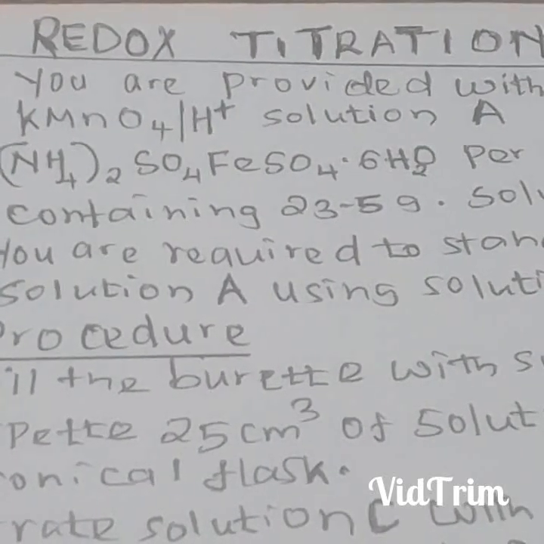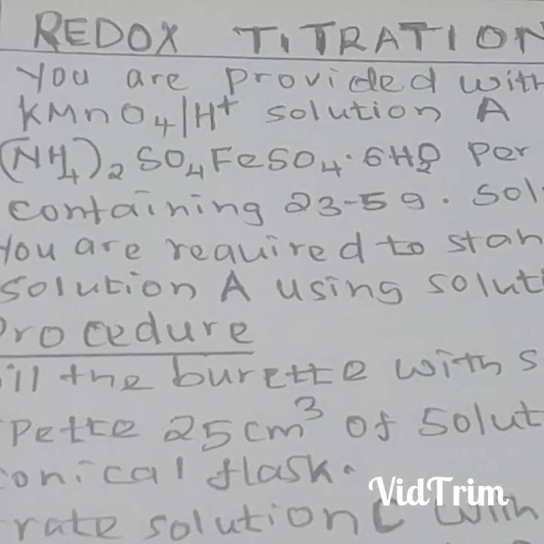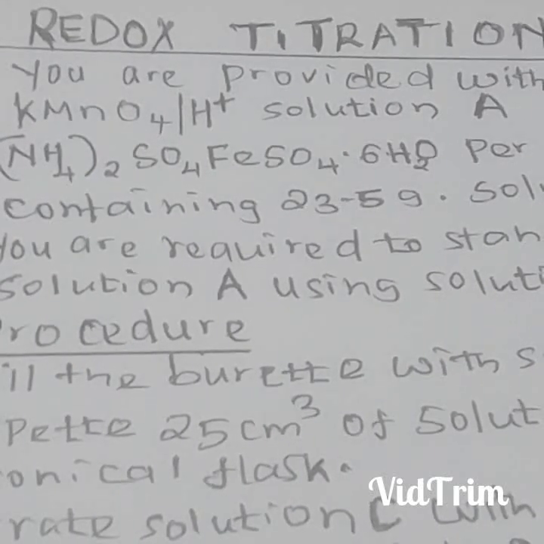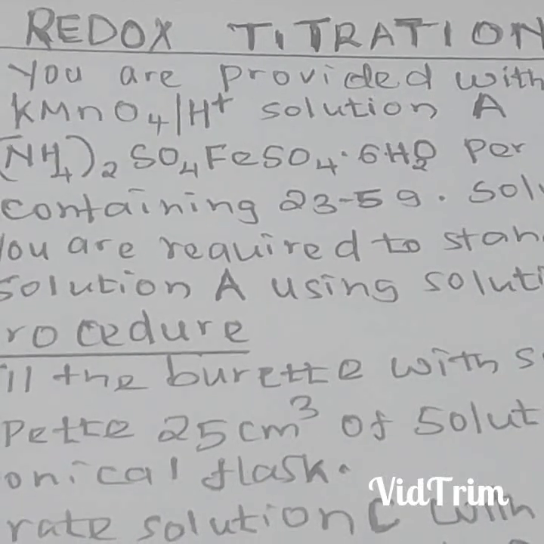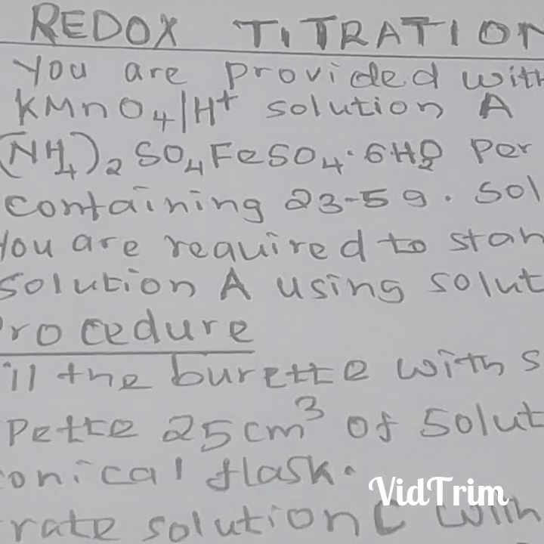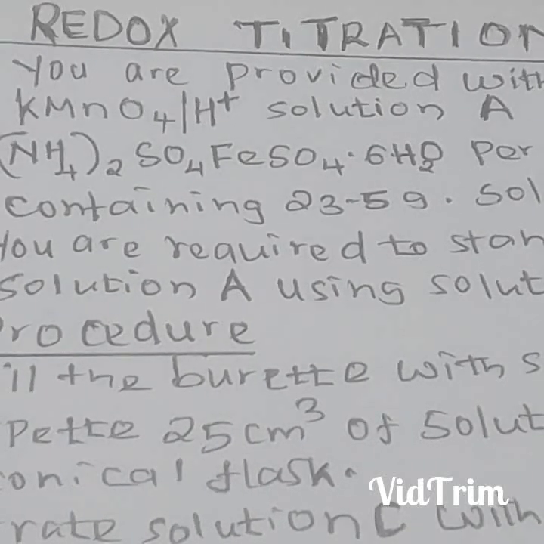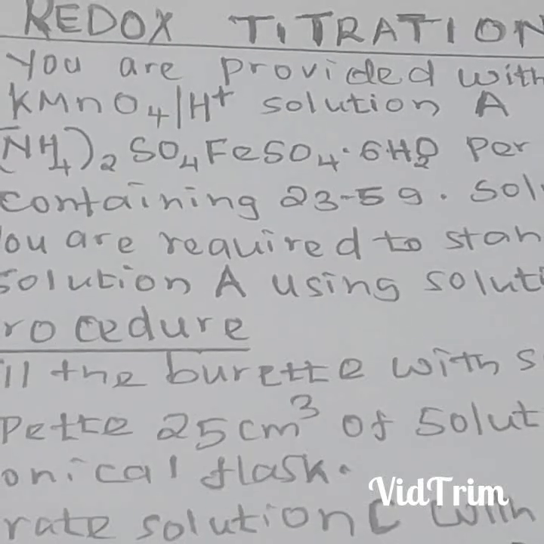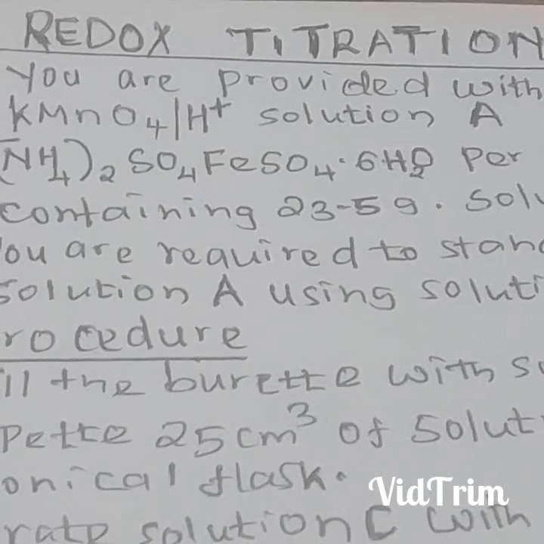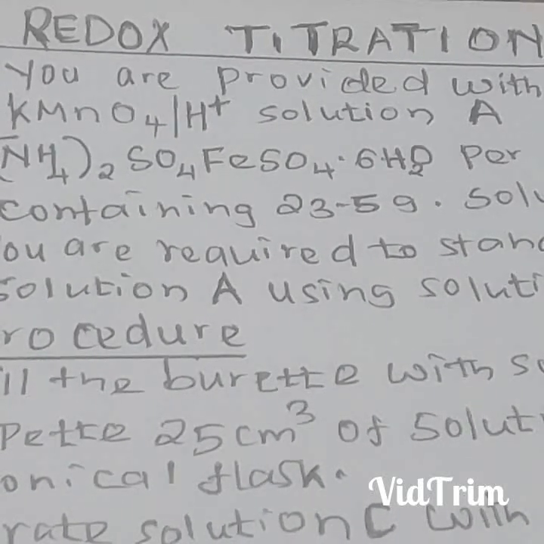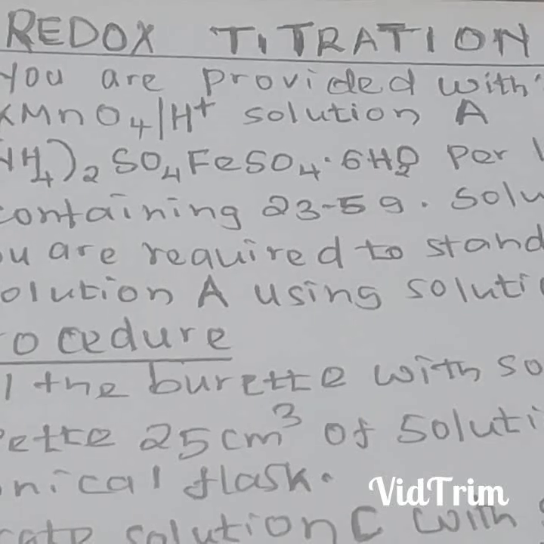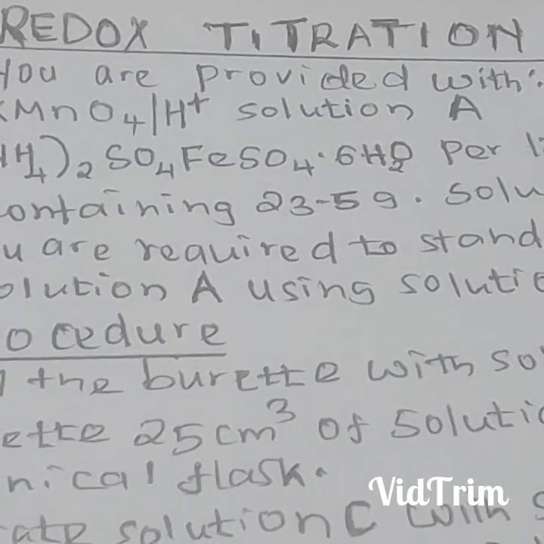Redox titration. My students, today we are going to look at redox titration. But I want first of all to define the term redox titration. In redox titration, this involves both reduction and oxidation reactions taking place simultaneously. Then these reactions do not require indicators because the color of reagents changes when their oxidation states change.